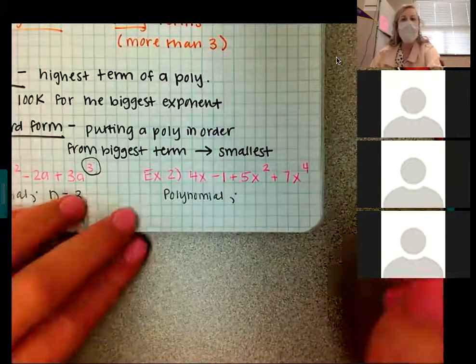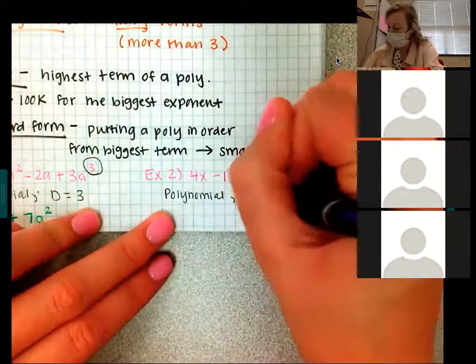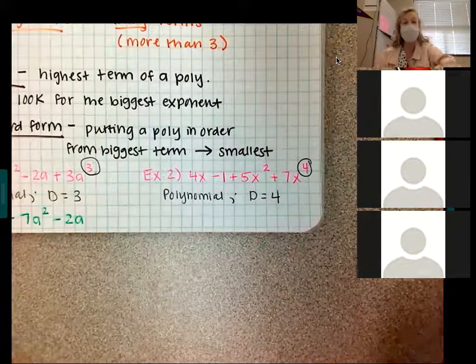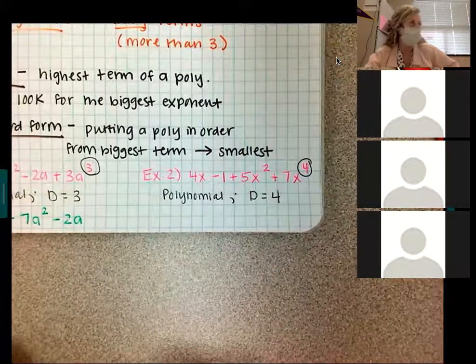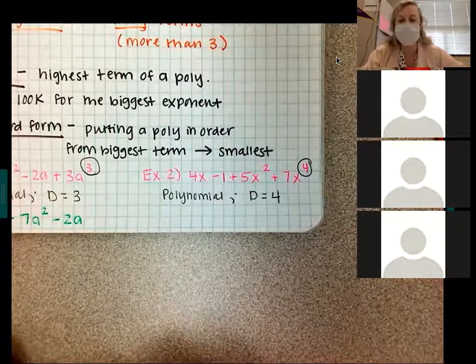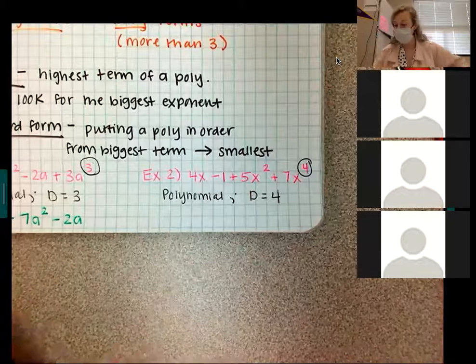All right. What's the biggest exponent? 4. There, 7x to the 4th. x to the 4th, but the exponent is a 4. So you say the degree is 4. Good job. They're excited. They were like, we getting it right. This is the first half of your homework. Oh, that's wonderful. Oh, he said that's wonderful.